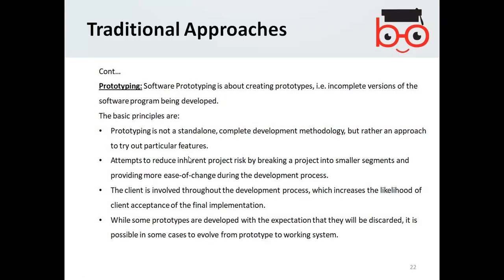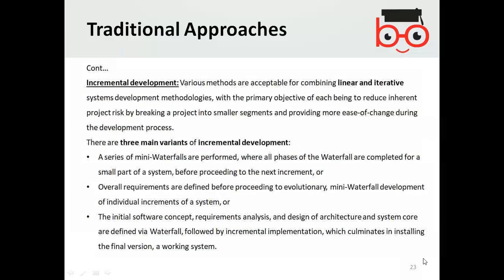Then prototyping. Prototyping is about creating prototypes, an incomplete version of the software program being developed. Obviously prototyping has certain advantages and disadvantages. The basic principle is that prototyping is not a standalone complete development methodology, but rather an approach to try out particular features. When you provide a prototype, you are basically providing a kind of semi-complete software. This is an approach to attract someone very quickly and to move forward accordingly.